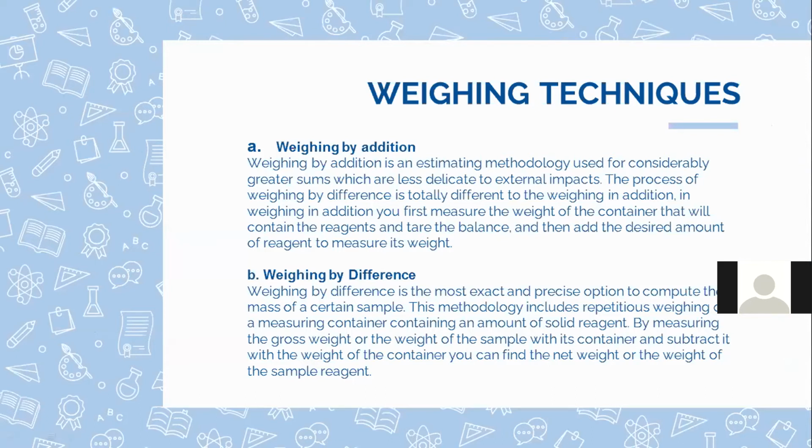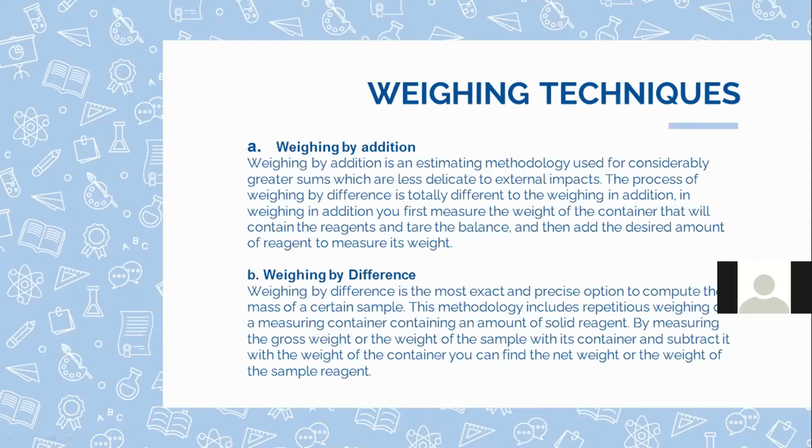For the weighing techniques, A. Weighing by addition is an estimating methodology used for considerably greater sums which are less delicate to external impacts. The process of weighing by difference is totally different to weighing by addition. In weighing by addition, you first measure the weight of the container that will contain the reagents, enter the balance, and then add the desired amount of reagent to measure its weight.